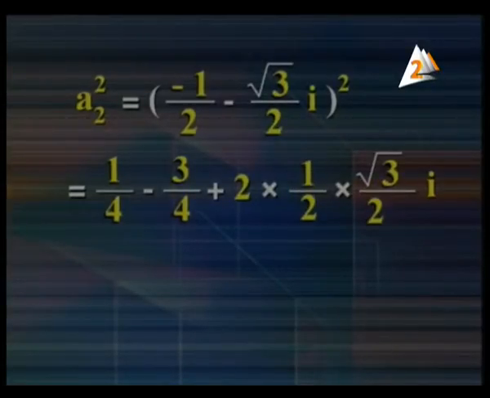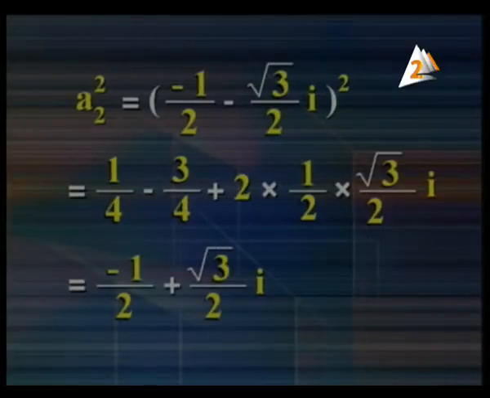And a2 squared equals negative 1/2 minus root 3/2 i, all squared. First squared, second squared, first times second times 2. So a2 squared becomes a quarter minus 3 quarters plus 2 times half times root 3/2 i, which equals negative 1/2 plus root 3/2 i, which equals a1.